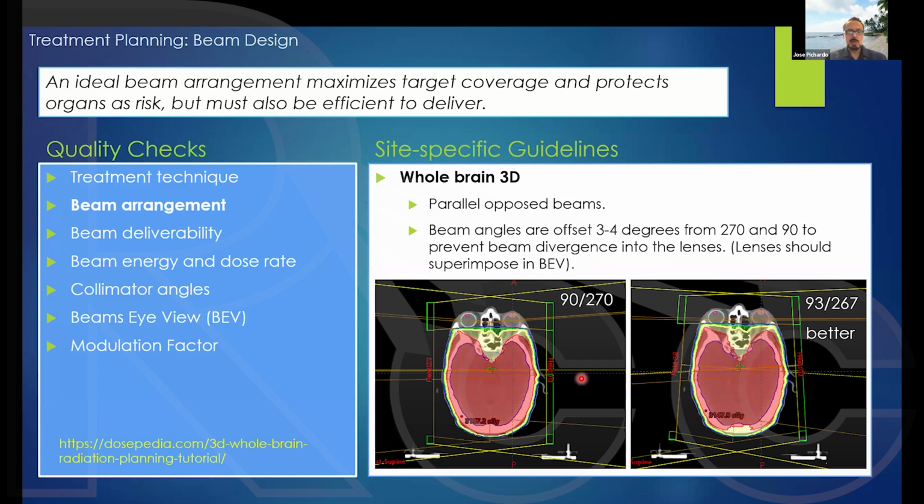All right, so let's look at some beam arrangements for whole brain 3D, parallel opposed beams. That's what I'm showing you there. The one thing to look for is that the beam angles are not set perfectly to 270 and 90 on both sides. And why is that?